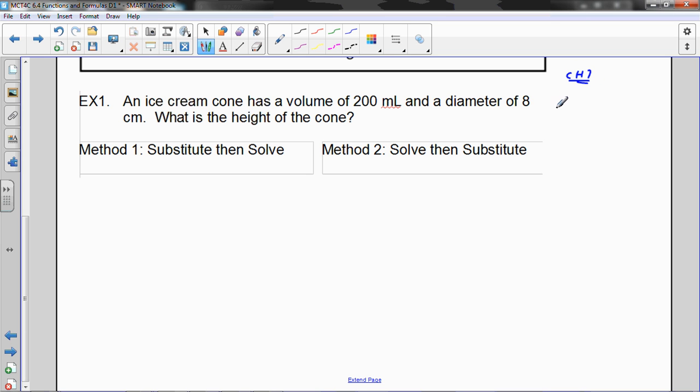But for now, I'm just going to give you your formulas. Okay, the volume of a cone is pi r squared times h divided by 3. That's the volume of a cone. And in the question, we're given that the volume is 200 milliliters, which is weird, and the diameter is 8 centimeters. Well, if we need to, the radius is 4, right?